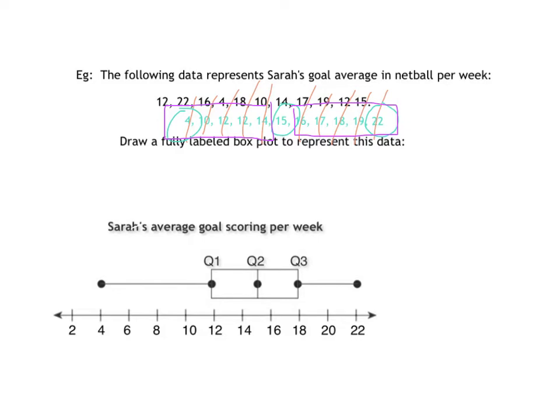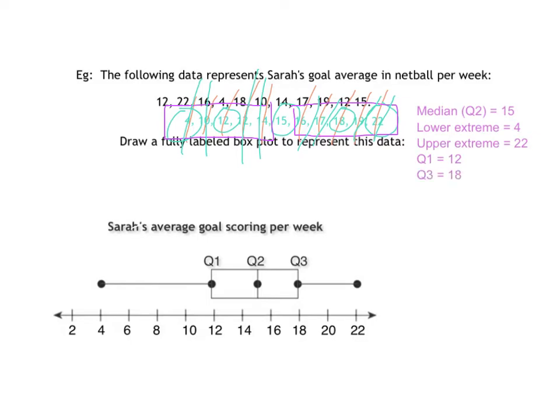Now we're crossing out in another colour. So we'll cross out 4, 10, 12, and 14, which leaves the median being 12 for that lower quartile. And we'll do the same on the other side. And we've got 18. Okay, so we have the median, which is also known as Q2 when we label it, which is 15. The lower extreme is 4, upper extreme 22, Q1 equals 12, and Q3 equals 18.